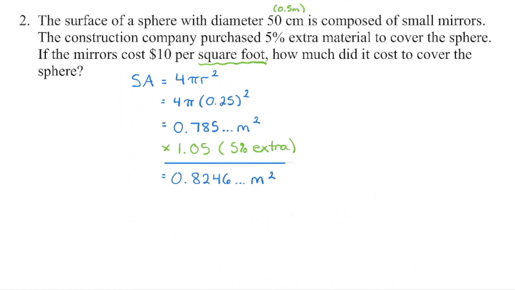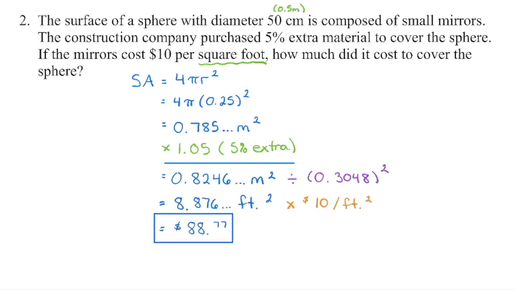Now, we have to convert this into square feet. So we can go to our formula sheet, check to see what's the conversion going from square feet to square meters, and then remember this is area. So area is in square units. We're going to square that conversion factor. So we're going to divide by that 0.3048 squared, and that's going to convert it into square feet. So we're going to end up with that many square feet.